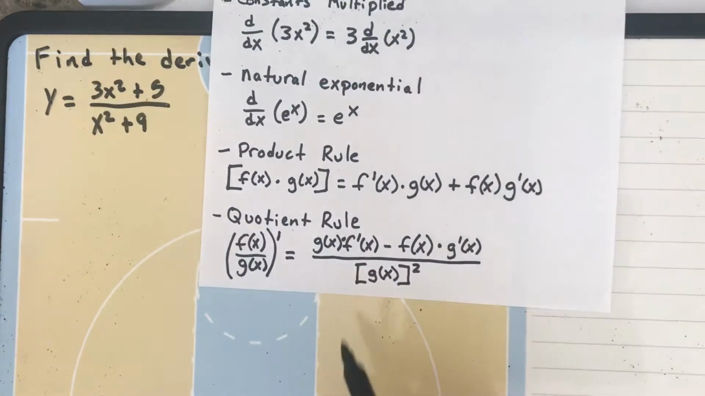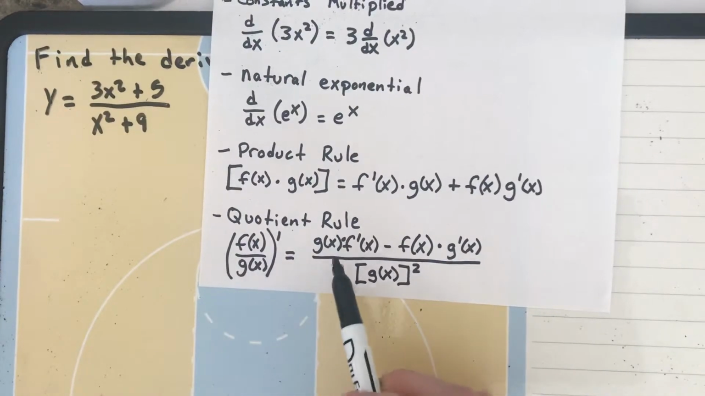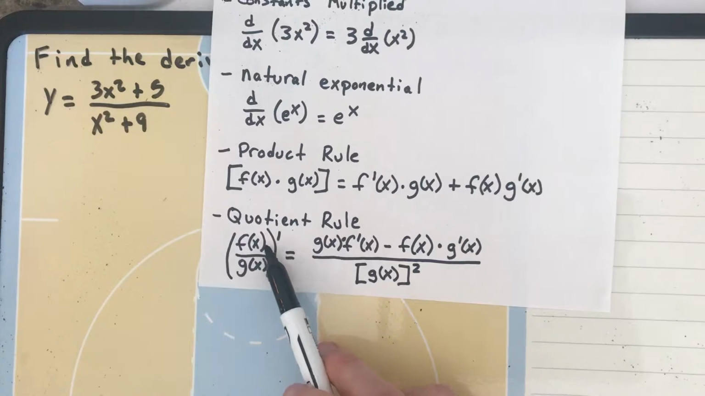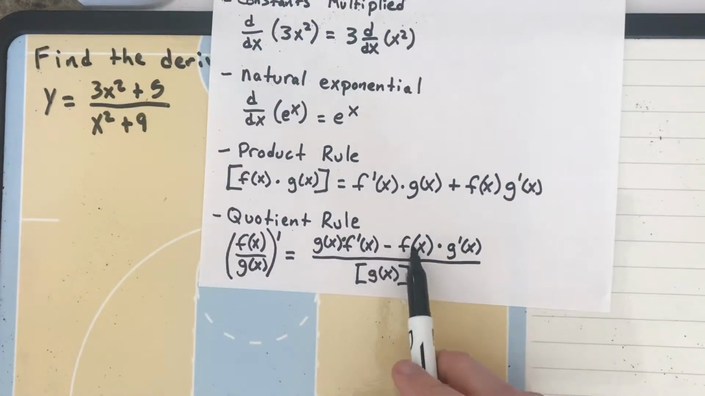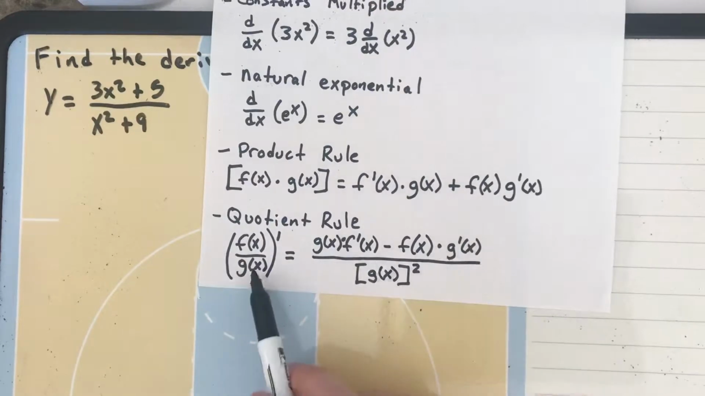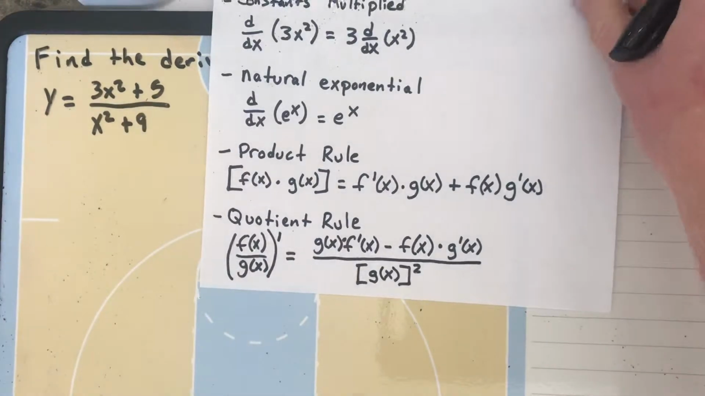If you remember, the quotient rule is if you have f of x, the first function, divided by the second function, g of x, the derivative is g of x, the original bottom function, times the derivative of the top function, minus the original function f of x times the derivative of the bottom function, which is g prime of x. And then all that over g of x squared. So let's write this out.